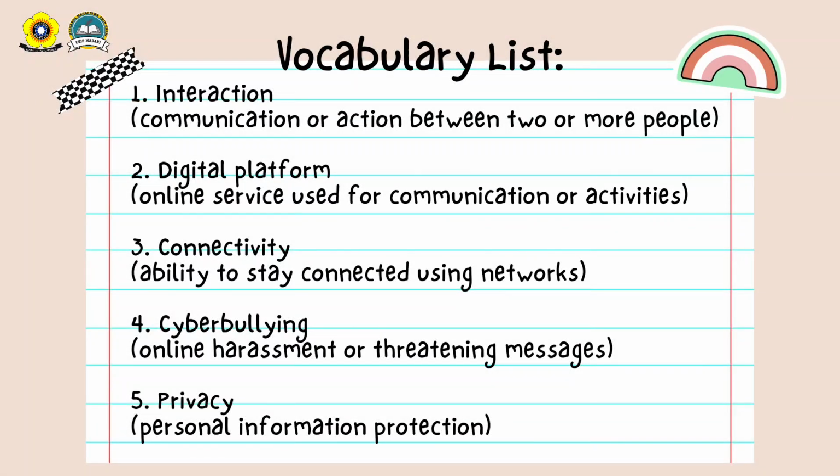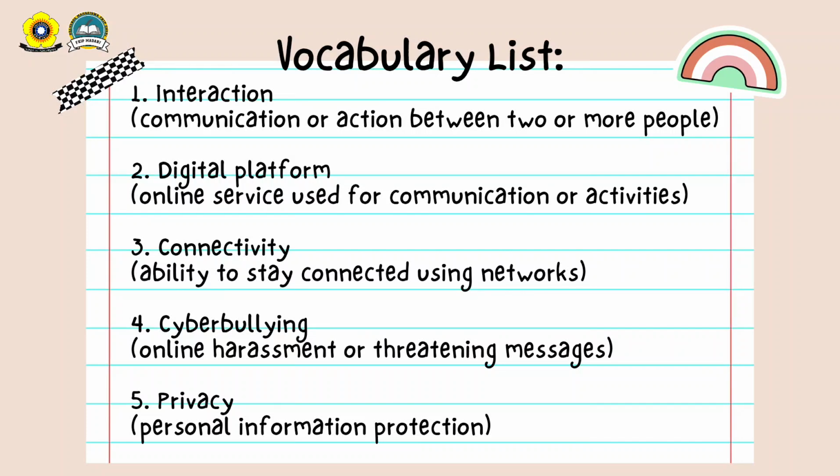Now, let's learn 10 important vocabulary words for this chapter. First, interaction. Interaction is communication or action between two or more people. We can use it for describing communication activities. Second is digital platform. A digital platform is an online service used for communication or activities. We can use it when talking about apps and websites. Third is connectivity. Connectivity is the ability to stay connected using networks. We can use it for explaining strong or weak network access.